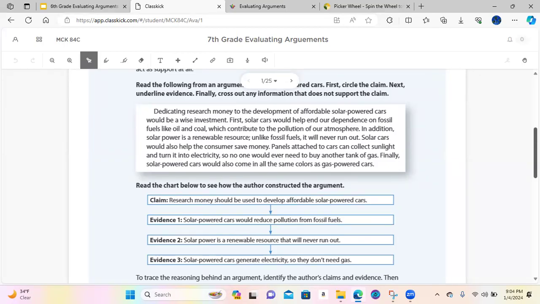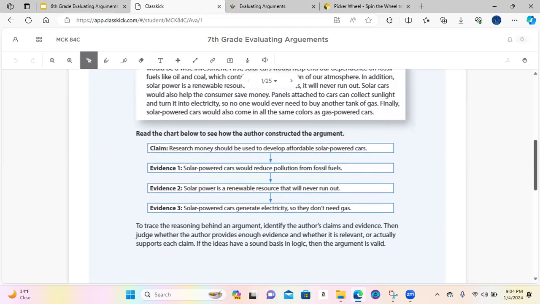So it says, read the chart below to see how the author constructed the argument. You can read the paragraph again if you would like. You can pause the video. So let us look at the chart. We have a claim, and then we have 3 supporting evidence.